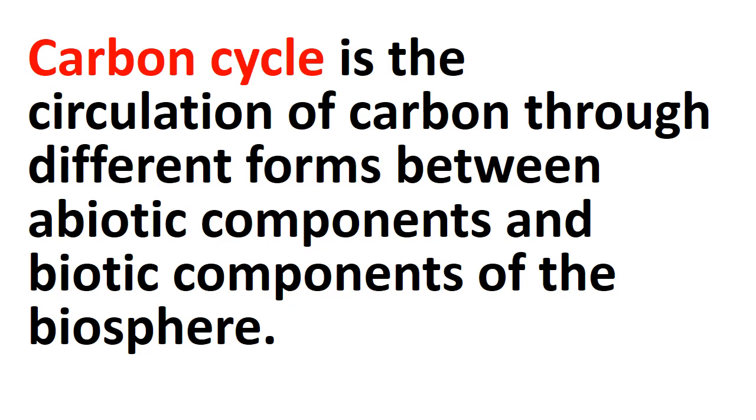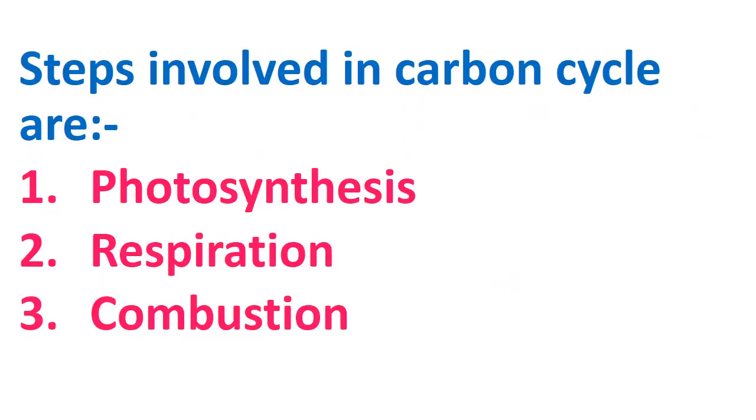So what is carbon cycle? It is a circulation of carbon through the different forms between biotic and abiotic components of the biosphere. Okay, the carbon is being circulated through the different components of the biosphere. So this is carbon cycle. There are three steps which are involved in carbon cycle. They are photosynthesis, respiration and combustion.